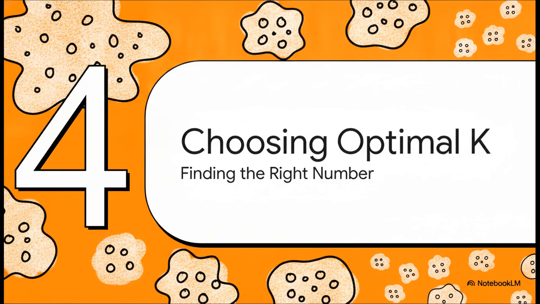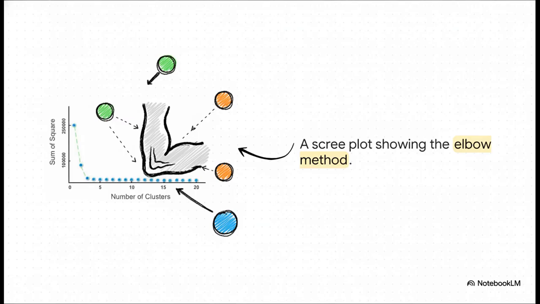All right, section 4, choosing the optimal K. How do we actually find the right number? Yeah, because how do you know what number to pick for K in the first place? Think about it. If you set K to 1, everything's just one giant blob. If you set it to match your exact number of data points, well, every point is its own cluster. Neither of those is helpful. And that brings us to the famous elbow method.